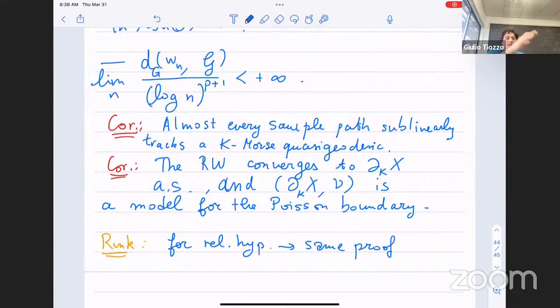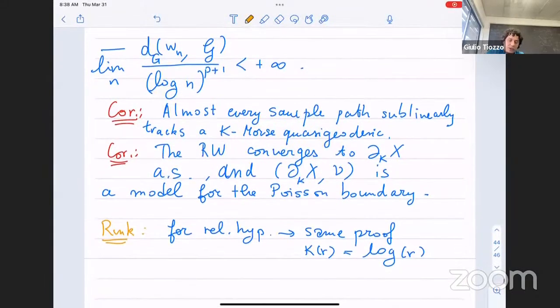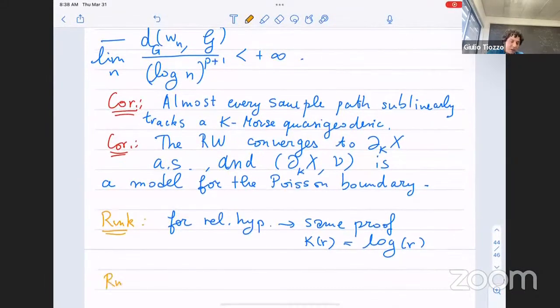But you don't need this, the depth of the hierarchy is 1. So you just do it with kappa of r to be log r. The other thing which is also interesting is that this bound improves on the previous bounds on the mapping class group.